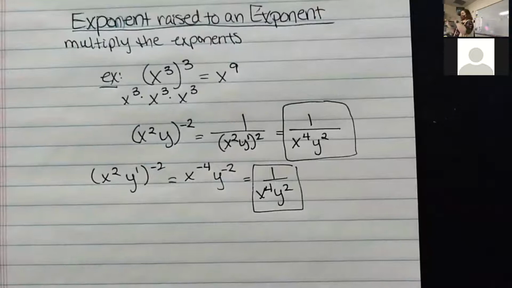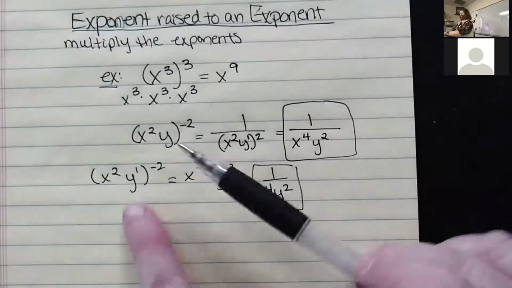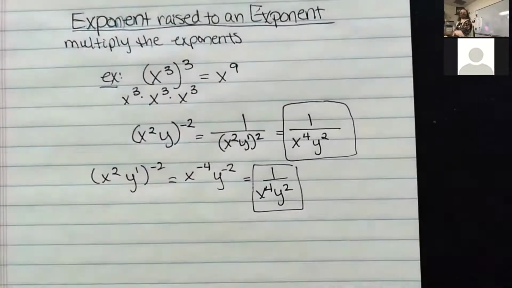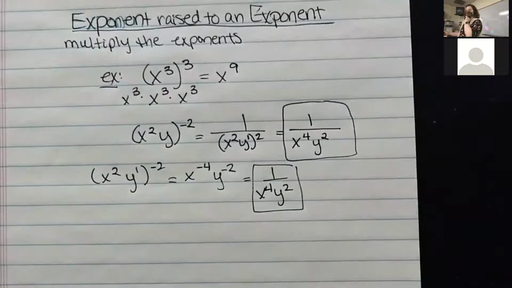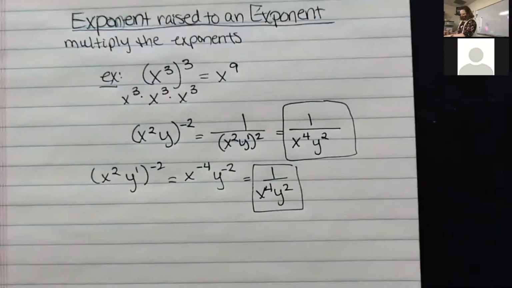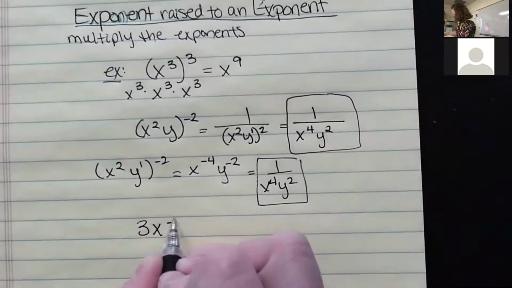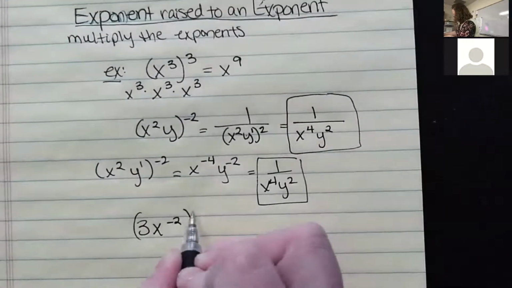However your brain wants to think about it, that's how your brain thinks about it. Either one of these is easy in my opinion. Two different ways to solve the same problem. Just giving you another option. Let's try 3x to the negative 2 all raised to the 4th power.